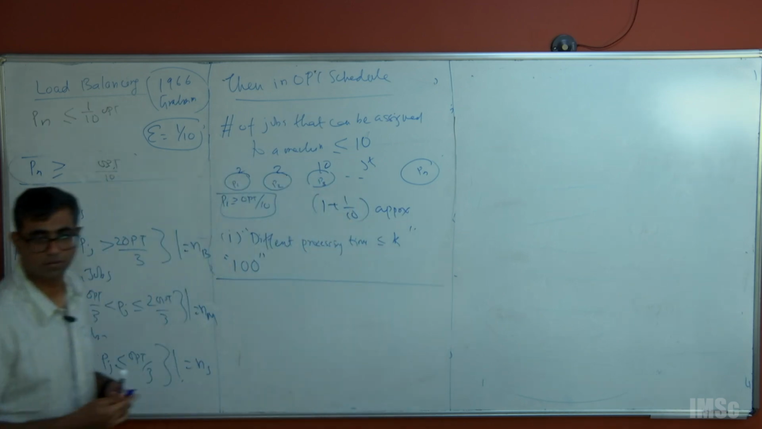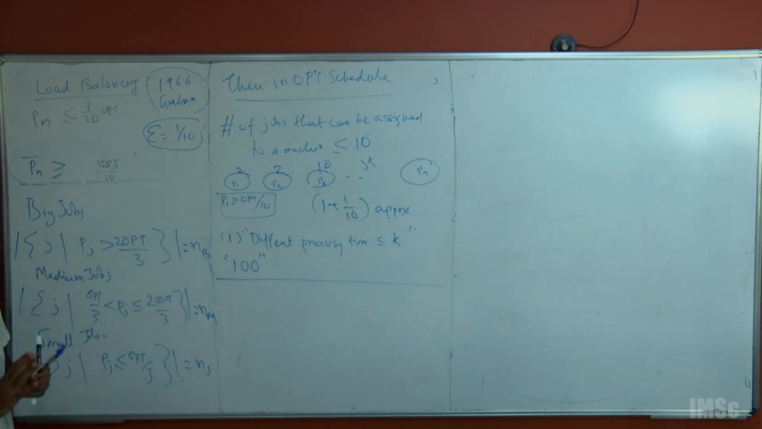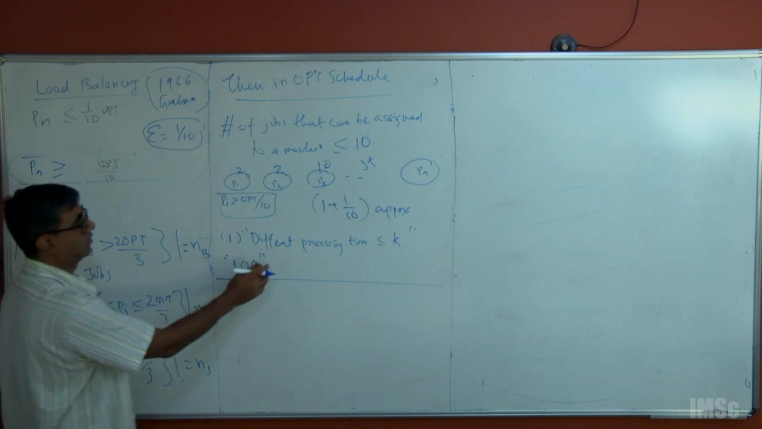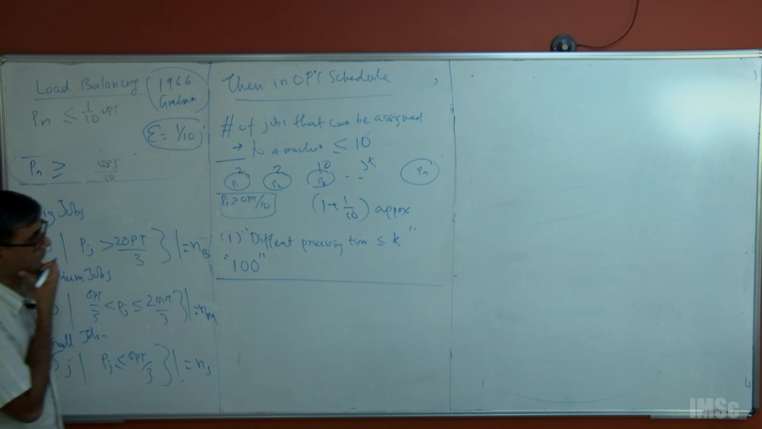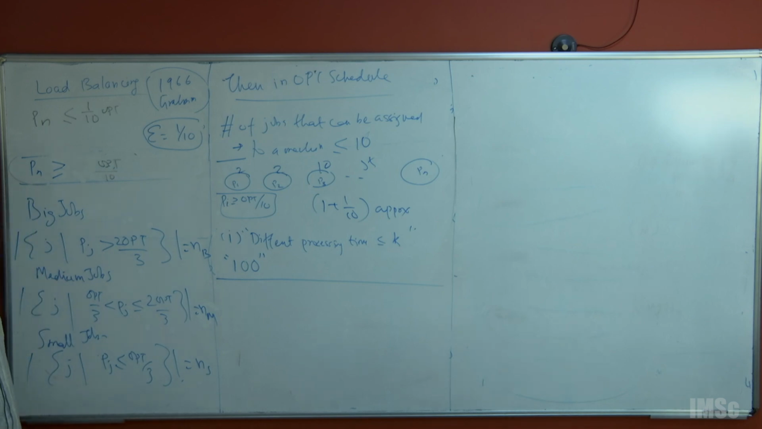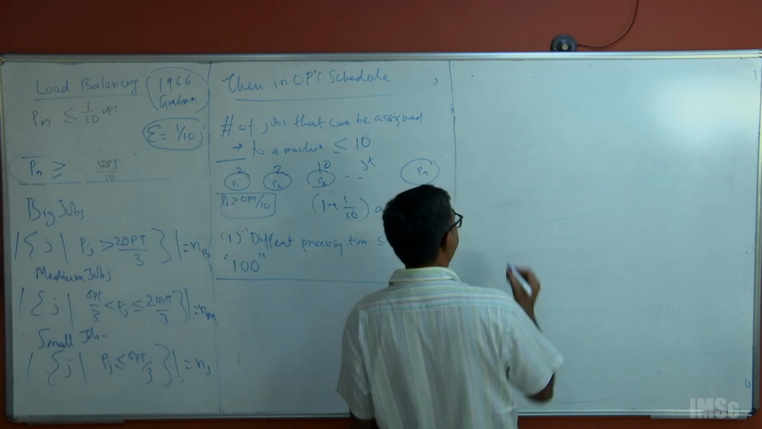Is that fine, right? I mean, all these are very unrealistic experiments. This is not unrealistic. This is a fact. Okay. So, different processing time is at most 100 kinds, right? So, now I can start to understand each machine.